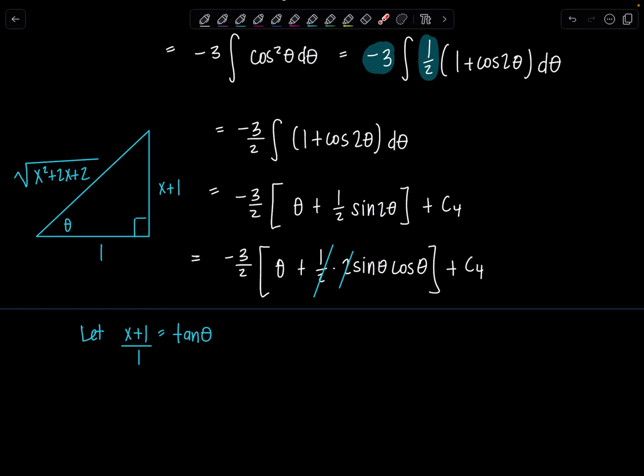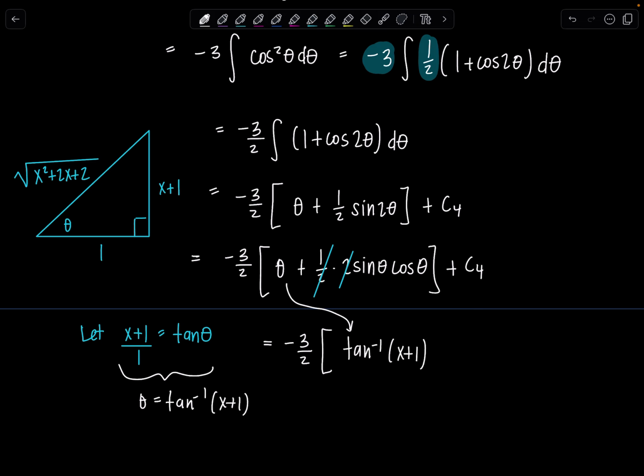Okay, so now you should be able to go back to x land. We're in theta land right now. Negative 3/2 times this theta. You're going to come back over here where you made the trig sub. So theta is tan inverse of x plus 1. Use the trig inverse function that was chosen for the substitution. That's typically the rule.